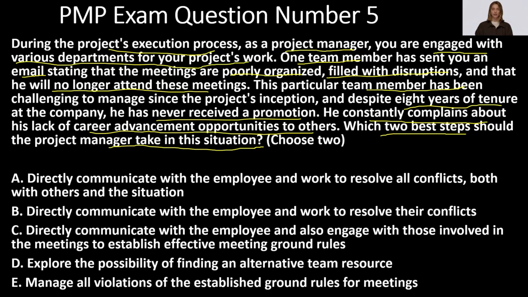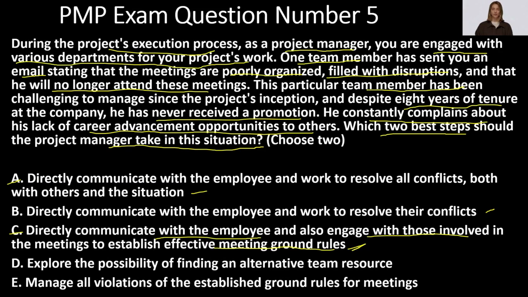Options A and B are not the most appropriate actions because they do not directly address the underlying issue of poorly organized meetings and disruptions. Option C suggests that the project manager should directly communicate with the employee and establish meeting ground rules with the team. This is a good option as it can help address the issue of meeting management. Let's move on to options D and E.